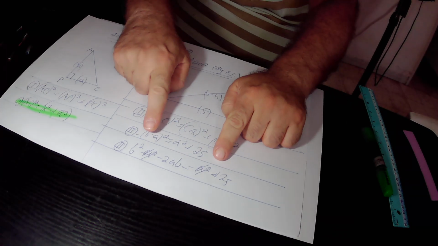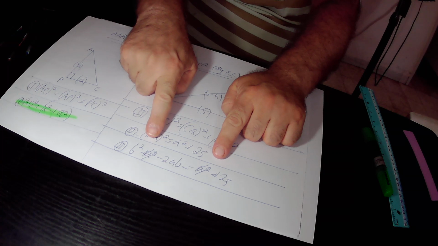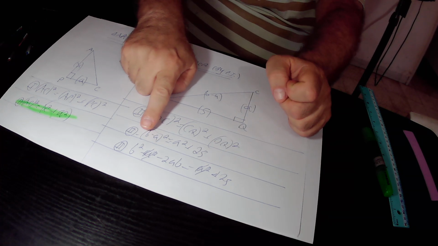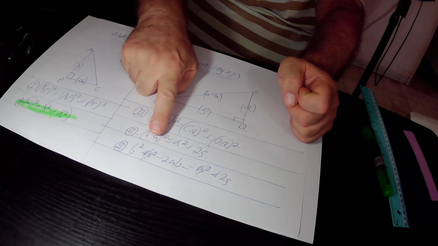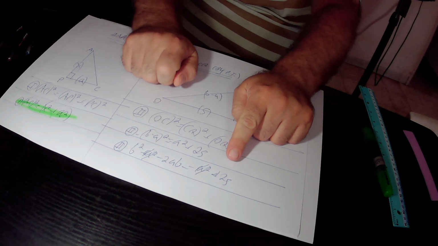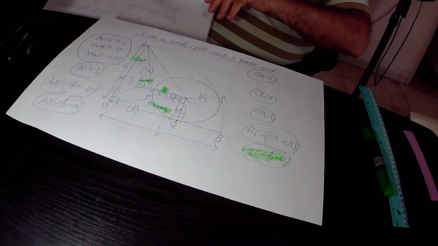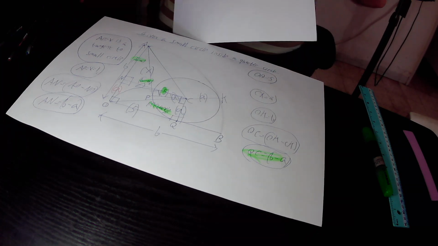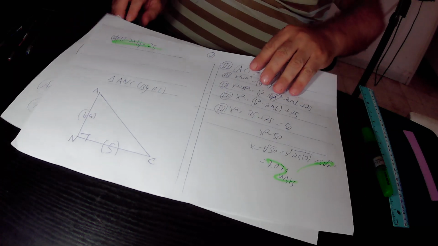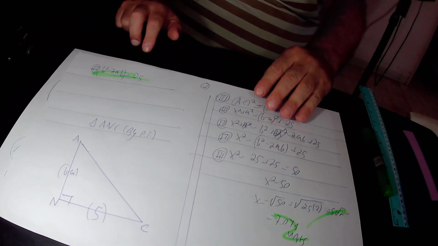Here we have A squared on both sides of the equation, so A squared will get cancelled. On this side of equation 2, we are left only with B squared minus 2AB. On the other side of equation 2, we are left only with 25. So in total, according to equation 2, we find that B squared equals 2AB plus 25.